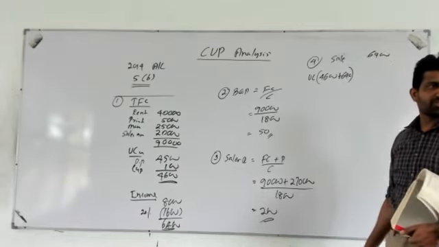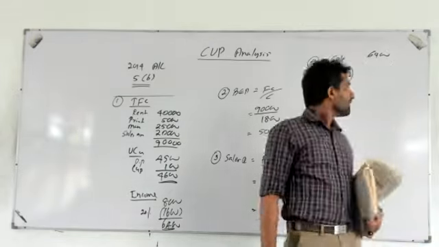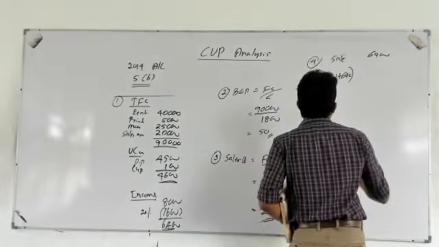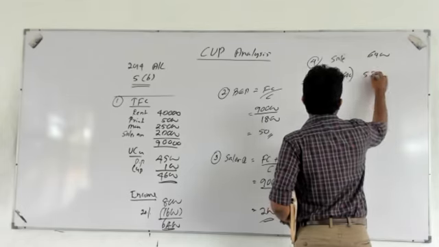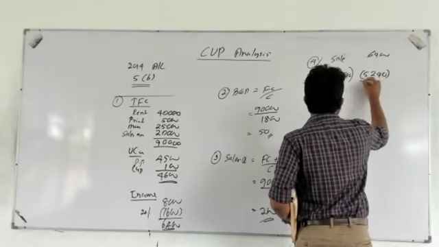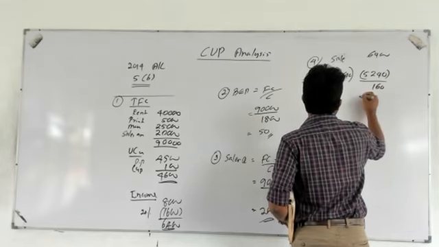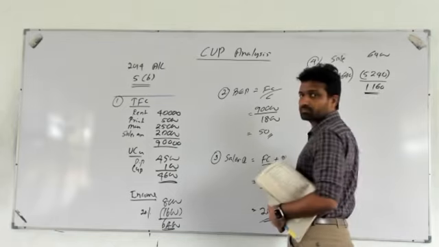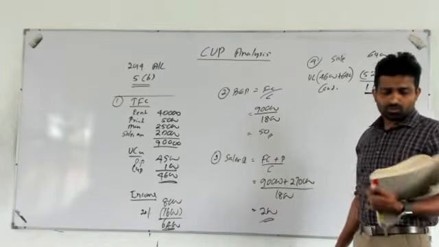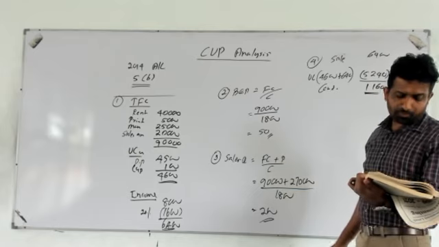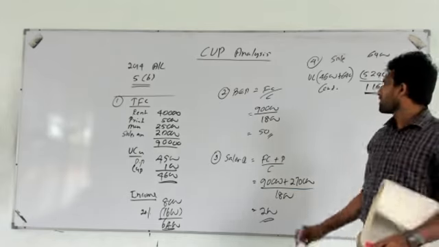For each and every item we have to pay this commission. Now the new variable cost will be 5,240. New contribution is only 1,160. Right? Now you are asked to calculate the profit at 100 units.